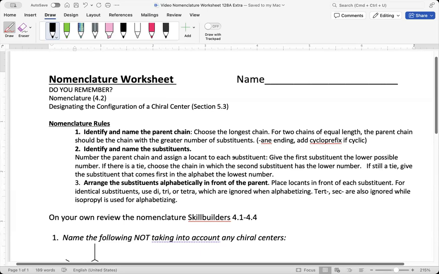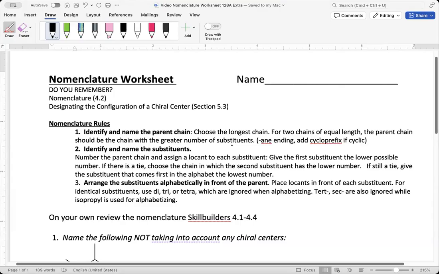So there are nomenclature rules in summary. We said, first of all, number one, which is identify and name the parent chain. Remember, we're going to choose the longest chain. If there are two chains of equal length, the parent chain should be the chain with the greater number of substituents. Once we've counted the number of carbons in the longest chain, we'll give it a prefix.